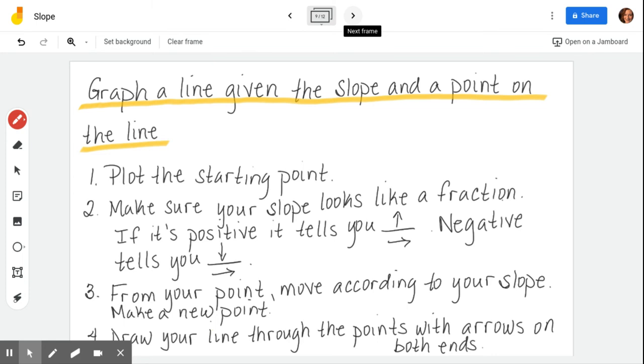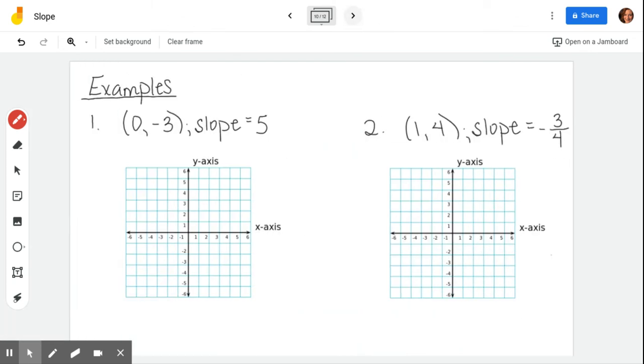From the first point you made, you're going to move according to your slope, like we just talked about. That gives you a new point. Then you draw your line. You want to go through the points, past the points with arrows on both ends because lines continue on infinitely. So I think I've got 4 here to show you, and then we'll be all done.